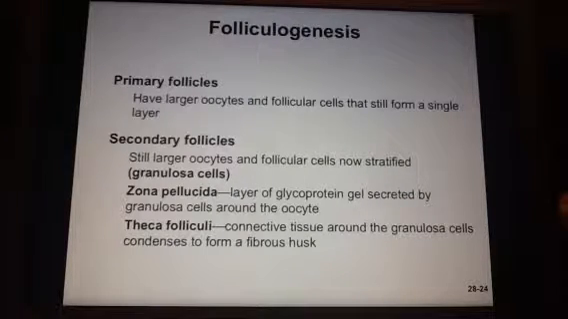Then the next stage is primary follicles. They have larger oocytes, but the cells still form a single layer. Then the secondary follicles, again, still larger oocytes, but the cells are now stratified. And so those stratified cells are where we're going to start to see kind of this layer around the oocyte and be able to see the follicle develop.